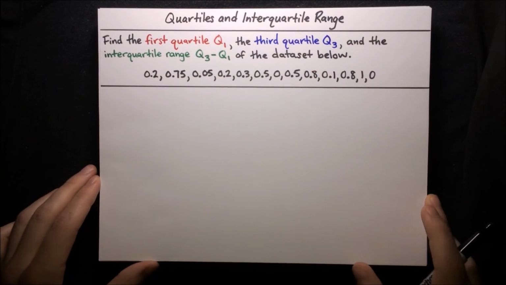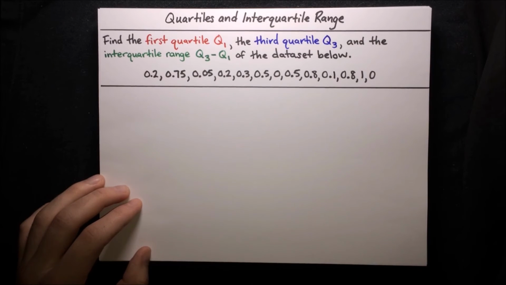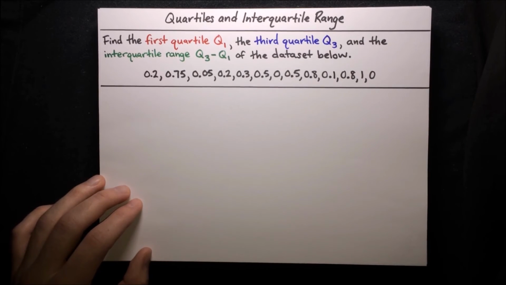Here's another problem. We want to find the first quartile, the third quartile, and the interquartile range, Q3 minus Q1, of the data set below. 0.2, 0.75, and so on all the way down to 0. Remember that our first step is always to sort the data set from least to greatest. So let's go ahead and do that.